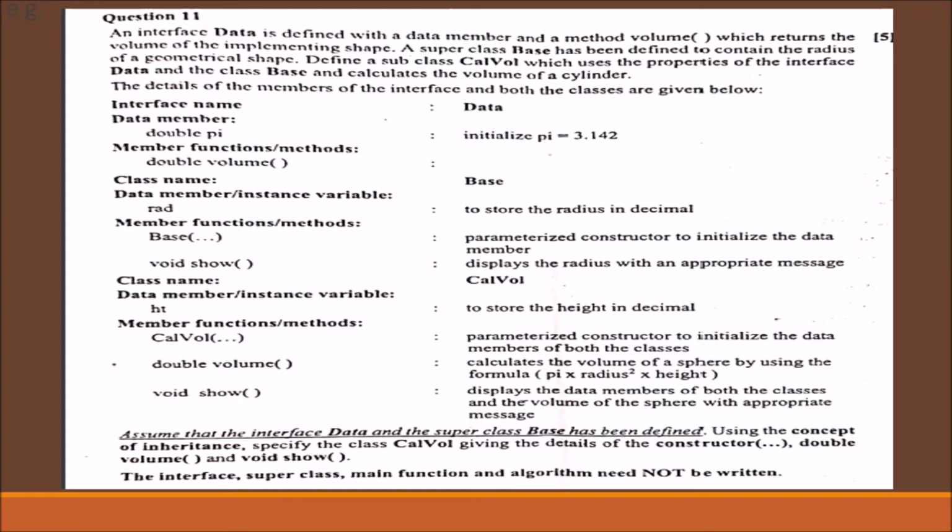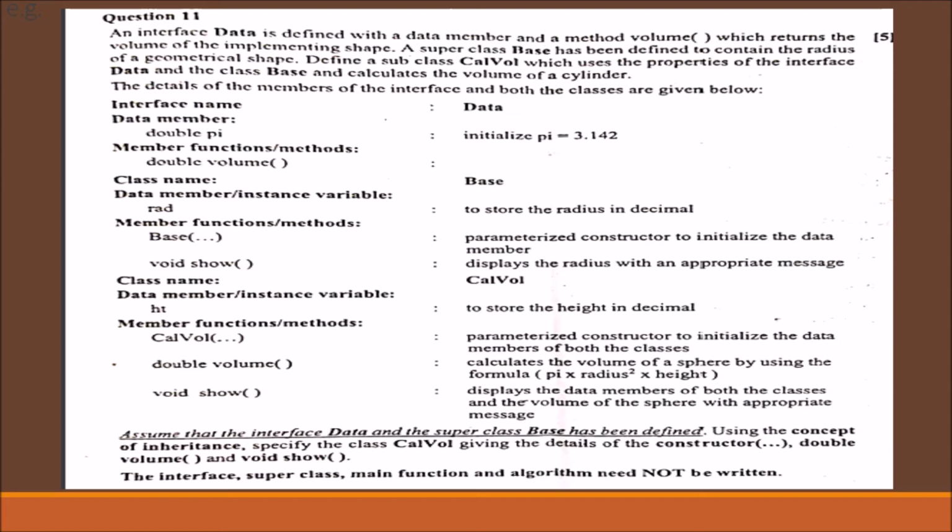An interface cannot contain a constructor as it cannot be used to create objects. To understand it in a better way, we have taken one example here. An interface Data is defined with a data member and a method volume which returns the volume of the implementing shape. A superclass Base has been defined to contain the radius of a geometrical shape. Define a subclass Calvol which uses the properties of the interface Data and the class Base and calculates the volume of a cylinder. The details of the members of the interface and both the classes are given as follows.